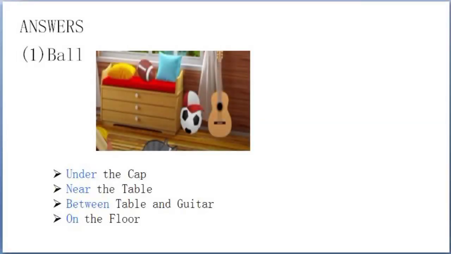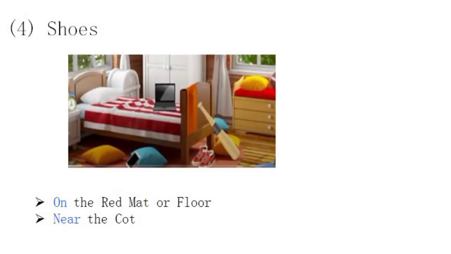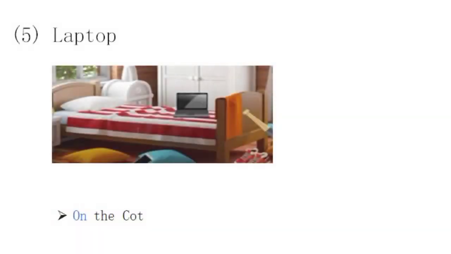First one is ball. This ball is under the cap, near the table, between the table and guitar, and lastly on the floor. Second one is mobile phone. The mobile phone is in front of the cyan color pillow. Third one is red cap. The red cap is placed on the ball. Fourth one is shoes. The shoes are on the red mat or floor or near the cot. And last one, laptop. A laptop is placed on the cot.